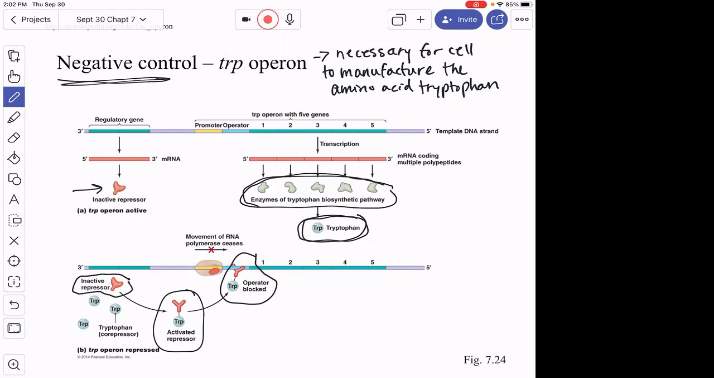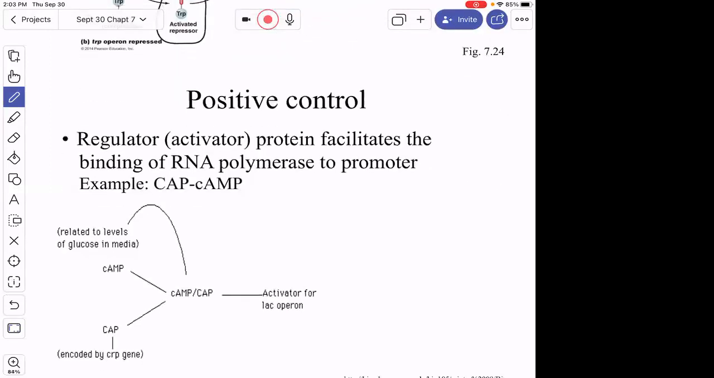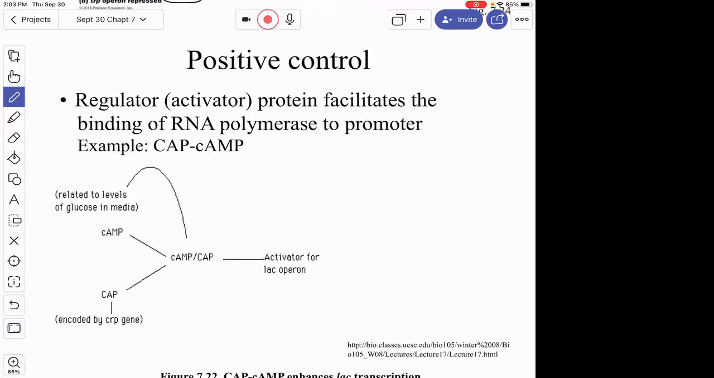Whether the repressor is usually there or whether the repressor is usually off, both cases involve a repressor. Okay, let's come back to the Lac Operon and talk about that extra layer, that positive control.